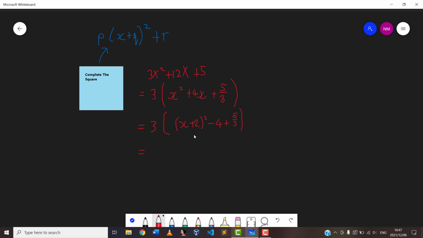And then let's simplify this constant. So minus 4 plus 5 over 3 is equal to minus 7 over 3. And now to top it all off, we just multiply 3 by this term over here and this term here. So we can get rid of these extra outer brackets. So 3 times (x plus 2) squared minus 7. That's your final answer for completing the square on this.